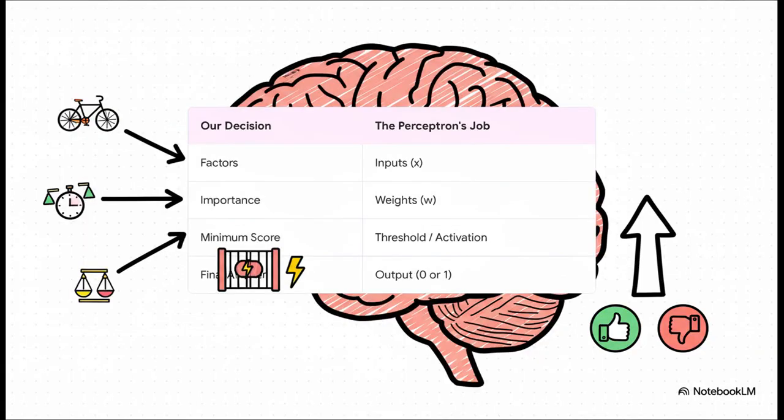And this table just makes that connection perfectly clear. The factors from our bike decision, in AI, those are called inputs. The importance we assigned, yep, those are the weights. That minimum score we needed to hit, that's the threshold, or the activation function. And our final yes or no, that's the output. It's a one-to-one translation from our brain to the machine.